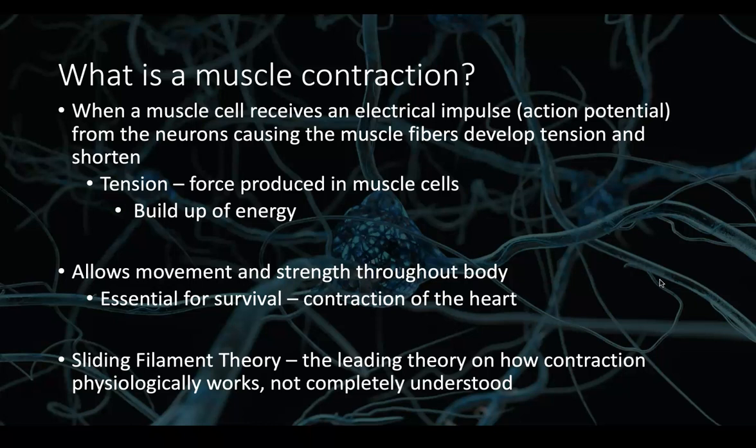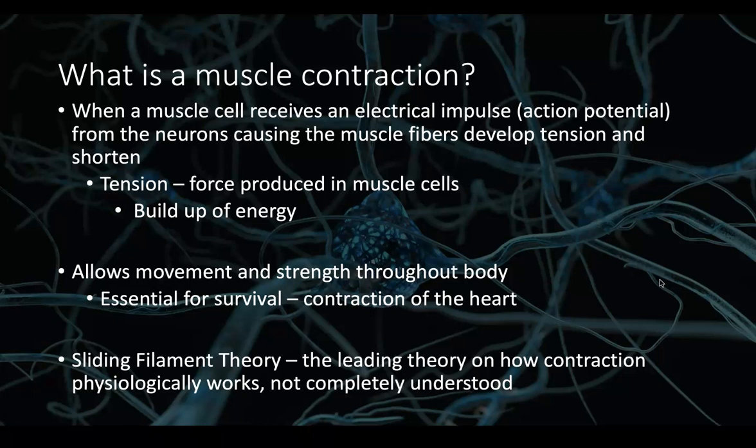Muscle contractions also allow for movement and strength throughout the body, and this is essential for survival. Otherwise we would not be able to move or do the things that we're able to do on a daily basis. On a broader note, it's essential for survival because your heart is made of muscle tissue, and the muscle cells have to contract in order for your heart to pump. And if your heart is not able to pump, then we would not be able to live.